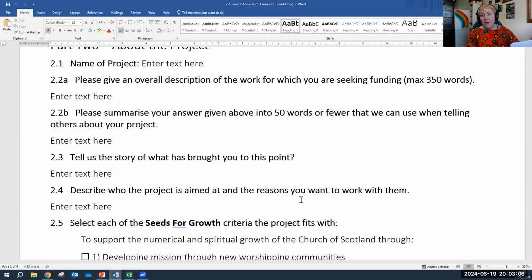And remember that this might just be a one-off project, a one-off thing at £10,000. So it might be a small pilot. You might just want to do a piece of training. So just give us the background. Why do you want to do this training? What has shown you that you have a need for this training?